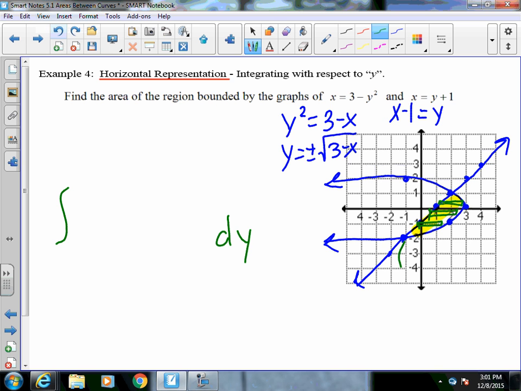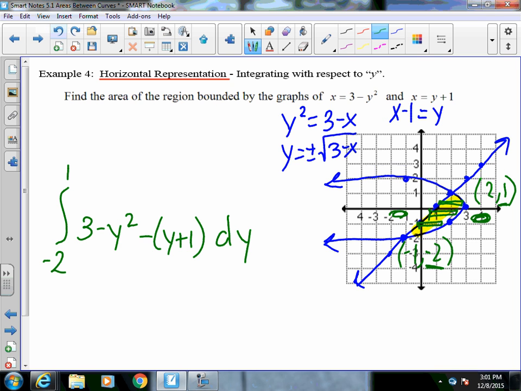So we know that this crosses at (-1, -2). We know that this is (2, 1). So we're going y values from the smallest to the biggest. We're going from -2 to 1. From the lowest y value to the biggest y value. And if we're going to take the top minus the bottom, we need to take the right side, because that's our positive x-axis, the right side over here, minus the left side. So the function on the right is that 3 minus y squared. And the function on the left is the y plus 1. Take a second, evaluate that one on your own, and we will talk about the answers to that one and example 3 in class.